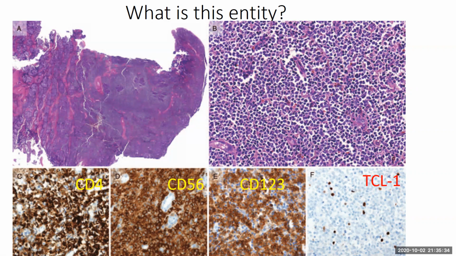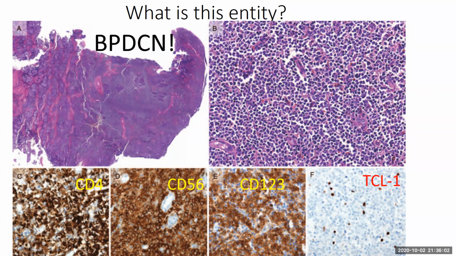Is it angioimmunoblastic T cell? No, it's not a bad thought, because what you're seeing here could be some hyalinized vessels. But it's so discohesive, and like I said, it's presenting on the skin. So this is blastic plasmacytoid dendritic cell neoplasm.